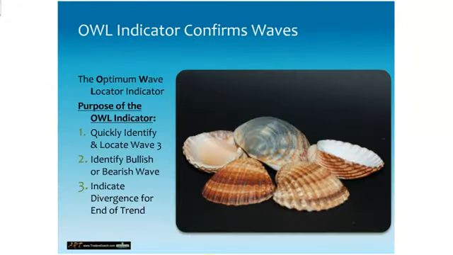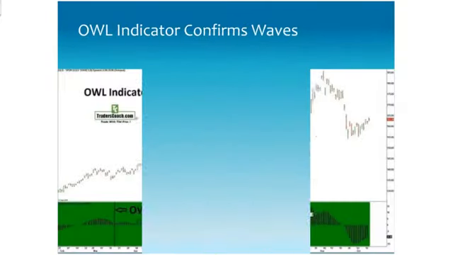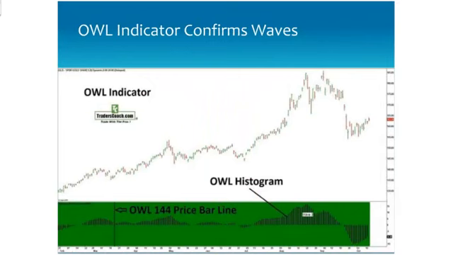All right, the first thing I want to talk about is the OWL indicator real quick here. Basically, the purpose of it is to help you count the Elliott waves and identify and locate wave 3. It tells us whether we have a bullish or bearish wave count, and we also look for divergence in it. It is not used alone. It is used as one of the technical tools we use to connect the dots.